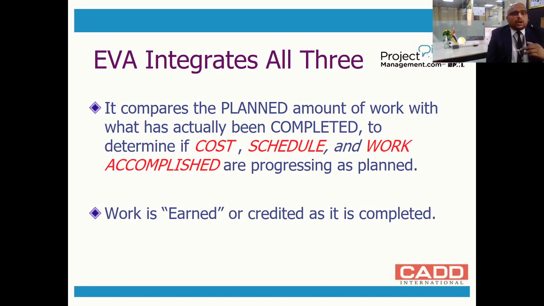As a bonus, it also integrates the three constraints: the cost, schedule, and work. This might be a little confusing, so let me help you. The activities happening in the projects will be measured according to durations, like 10 days, 5 hours, 1 month, just like that.